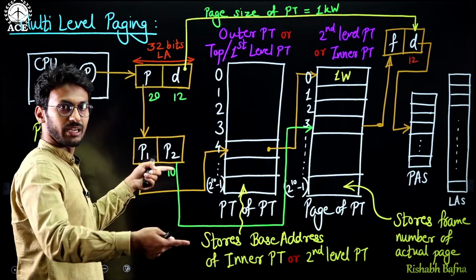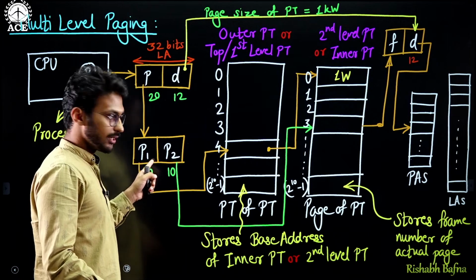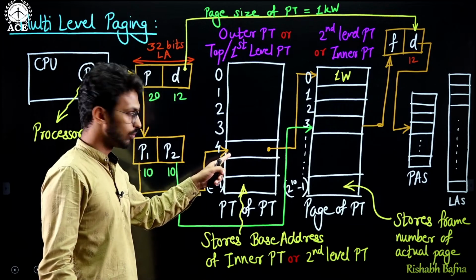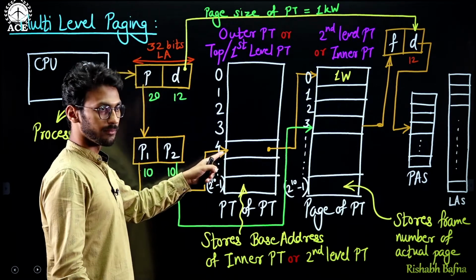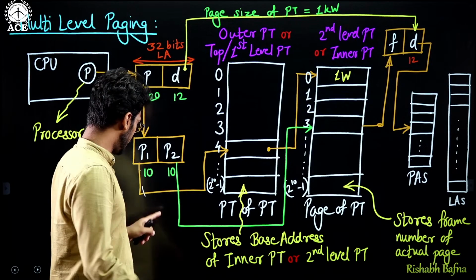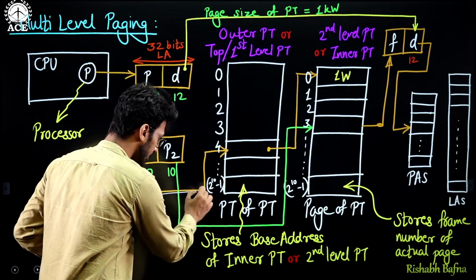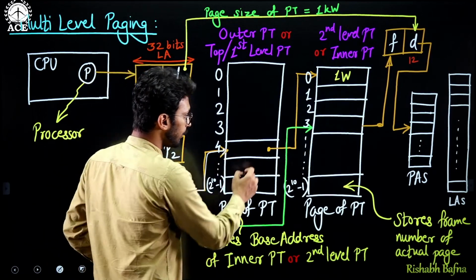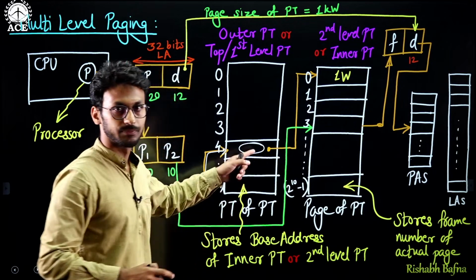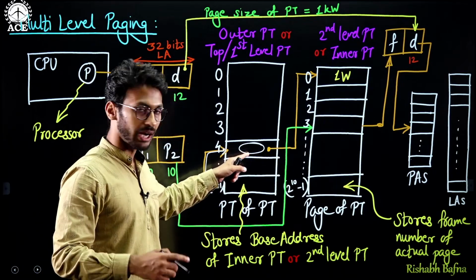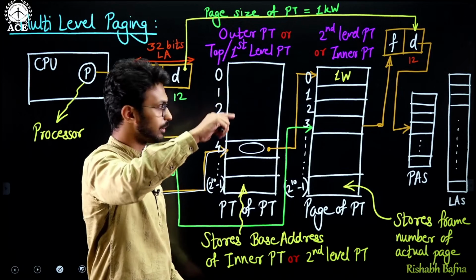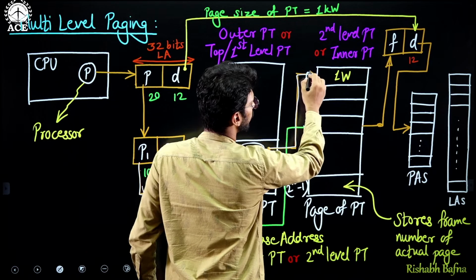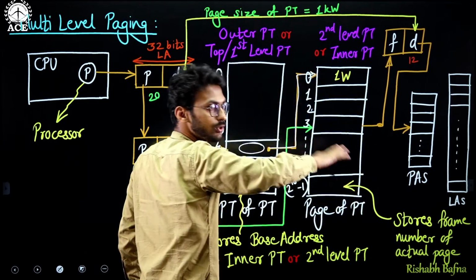P is split into P1 and P2. P1 indicates which entry of the page table of page table you have to go to. For example, if 4 is mentioned, we'll go here. See, have a look at this one. We went here. This way it happened, isn't it? Now, after going here, which address will be present here? Here will be the starting address of the page table. So this address will bring this particular page of page table into memory.